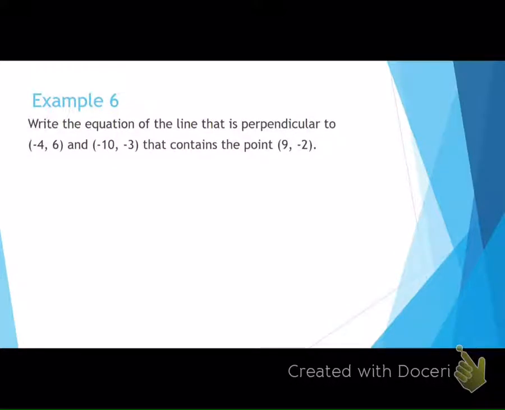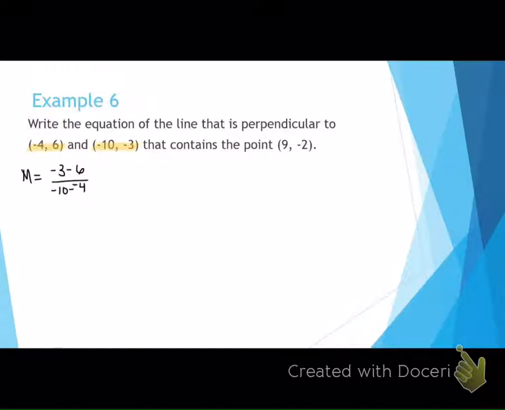Okay, write an equation of a line that is perpendicular to the points (-4, 6) and (-10, -3) that contains the point (9, -2). What do you think we have to do here? Colin? Find the slope through the first ordered pairs and then plug it into point slope form with the last point. Okay, so we're going to find the slope of the first ordered pairs first. That was really good. Good job.